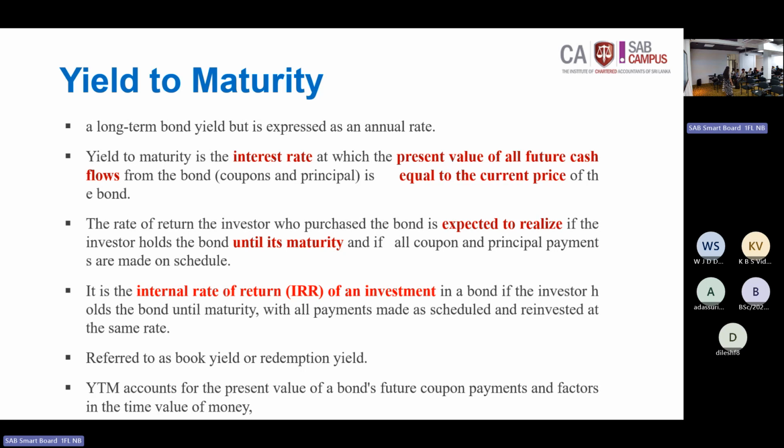Capital appreciation. We bought it for 990. After 5 years we receive how much? 1000. What's the difference? 10 rupees. That is the difference there. What is this? This is a capital appreciation.